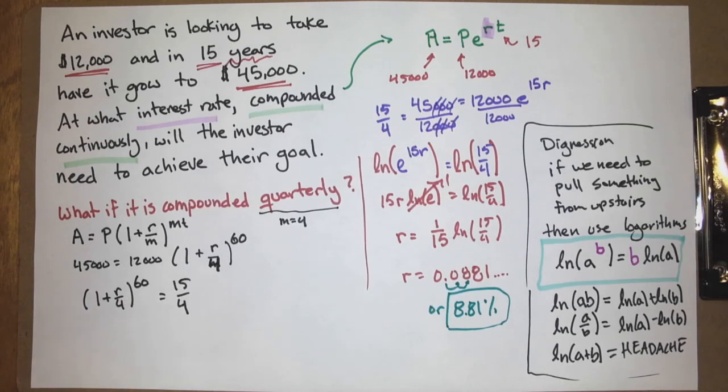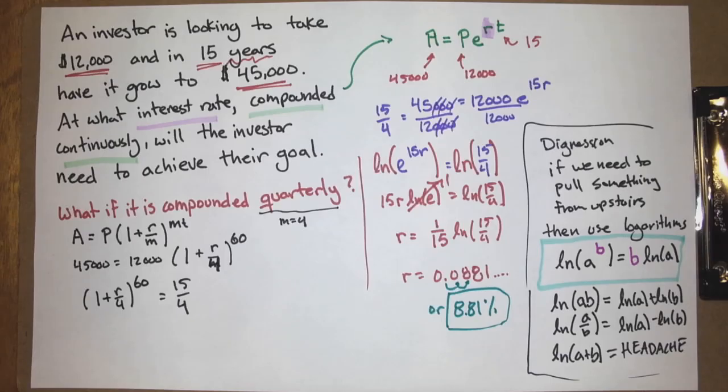Suppose I said it was squared. If I had 1 plus r over 4 squared, what would you do? Take the square root. Now, the thing is, 60 and 2 aren't that different. They're numbers. And so you say, okay, what was the square root? It's like taking it to the 1/2 power.